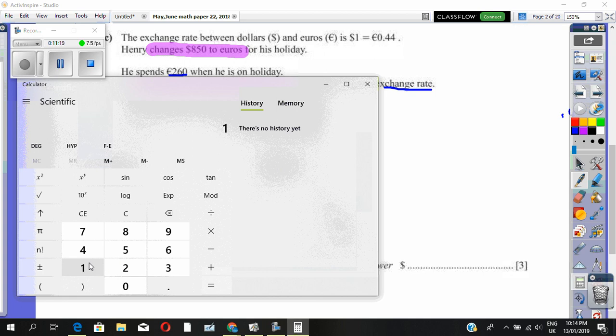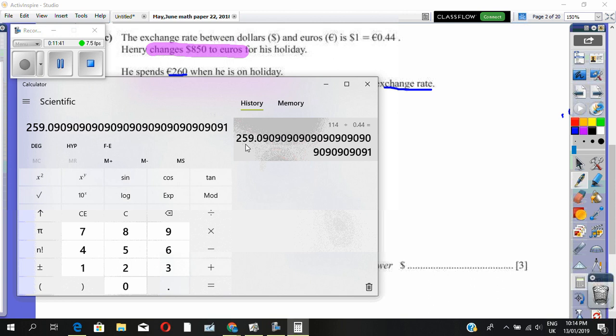Let's say we have 114 divided by 0.44. We get the answer, that is 259.09. It means when we change this 259.09 to the nearest dollar, it is $259.